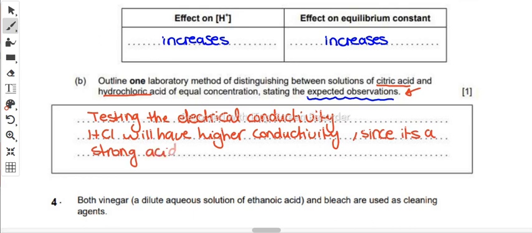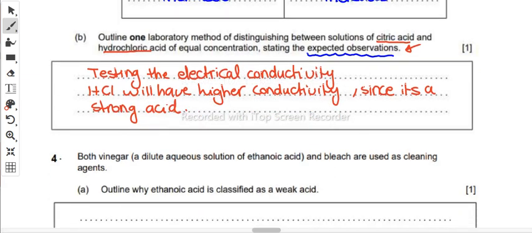Continuing with question number 4. For question B, you can also focus on testing the pH. You can also focus on the addition of a metal and the rate of the chemical reaction. You can go through the addition of sodium carbonate, and you can base it on the rate as well.